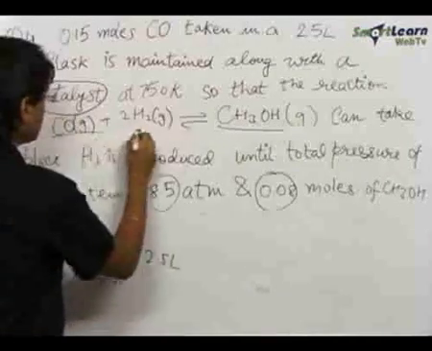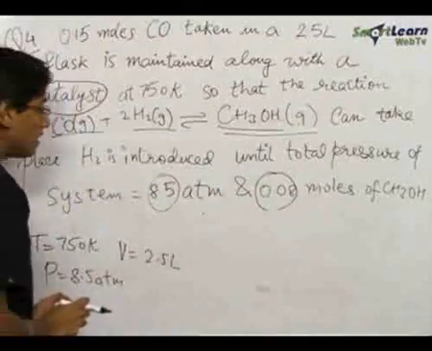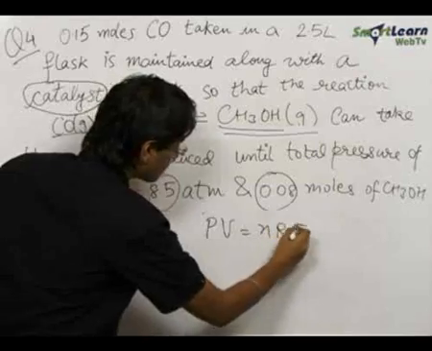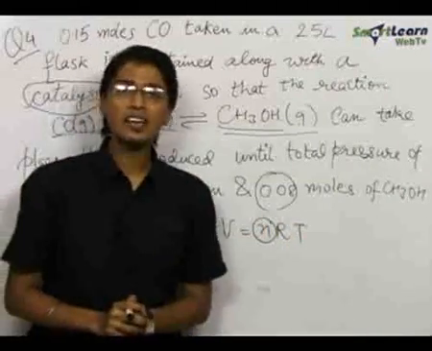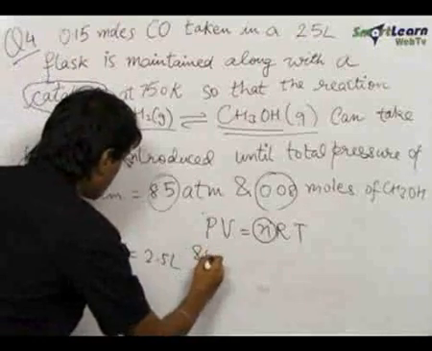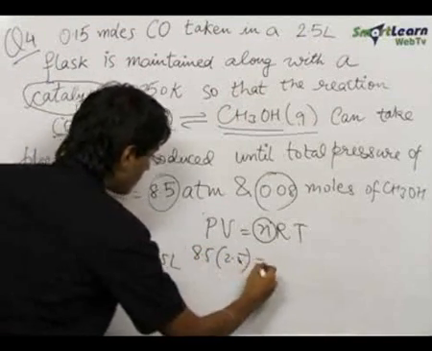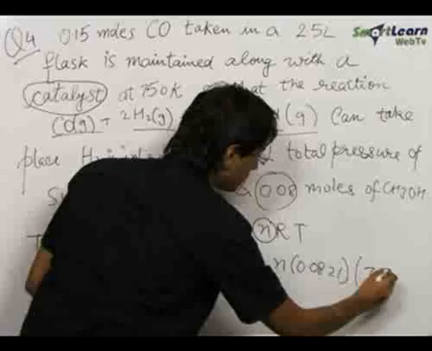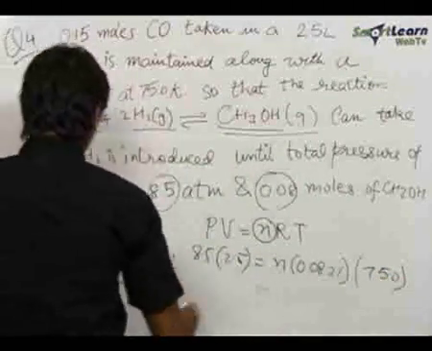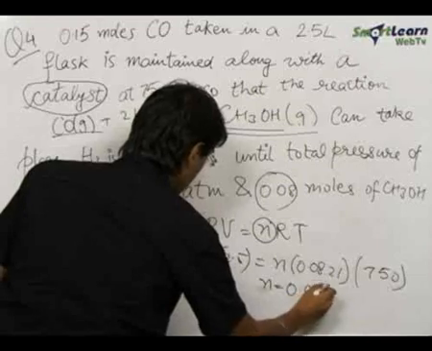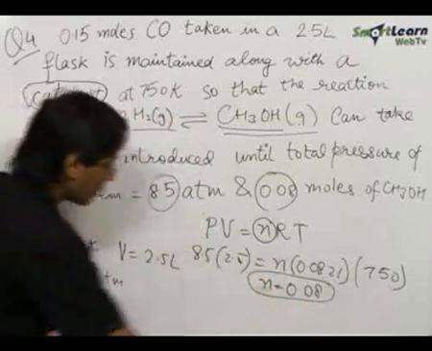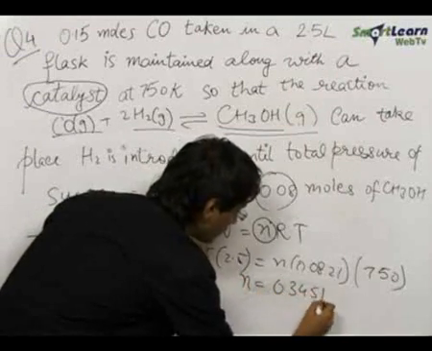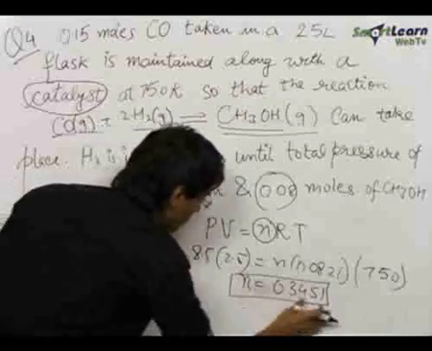Assuming all the gases involved to be ideal gases, we can apply the ideal gas equation, PV is equal to nRT. Here n represents the total number of moles present at equilibrium. On substituting, P is 8.5 into 2.5 is equal to n, the value of gas constant is 0.0821 and temperature is 750 Kelvin. After solving for this equation, we get the value of n to be equal to 0.3451.